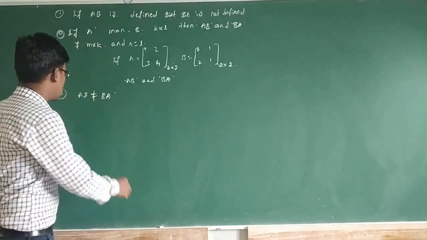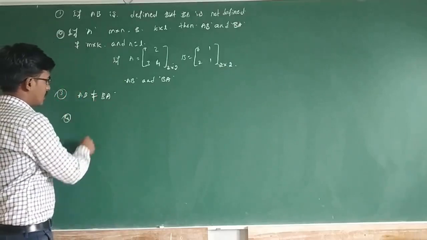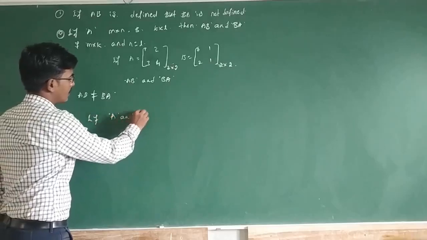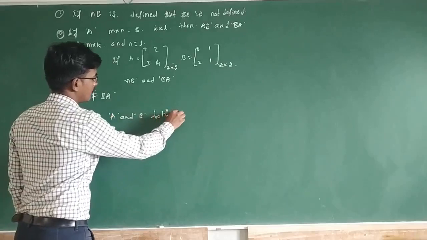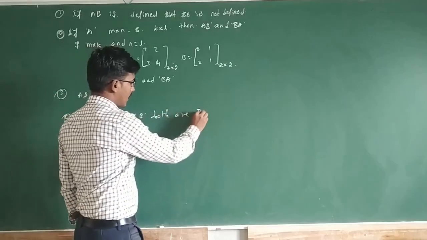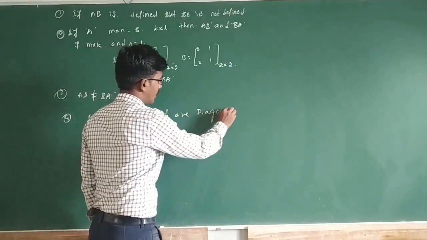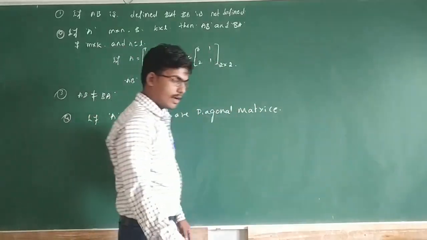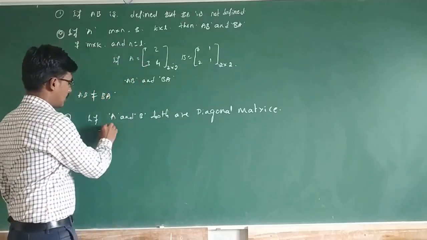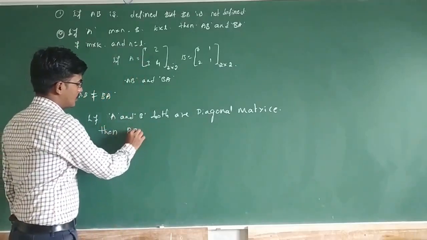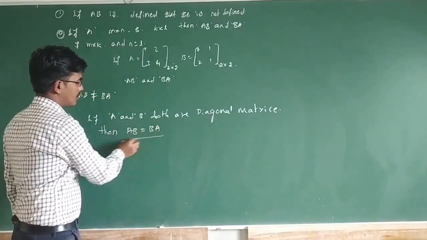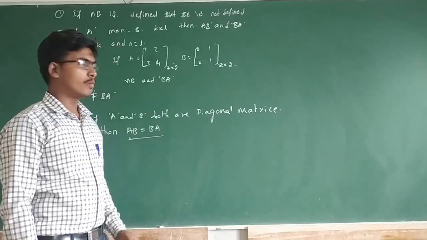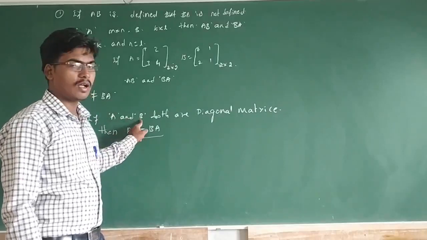But in special cases, if A and B both are diagonal matrices, then AB is equal to BA. Commutative law is true for multiplication of matrices when both A and B are diagonal matrices.